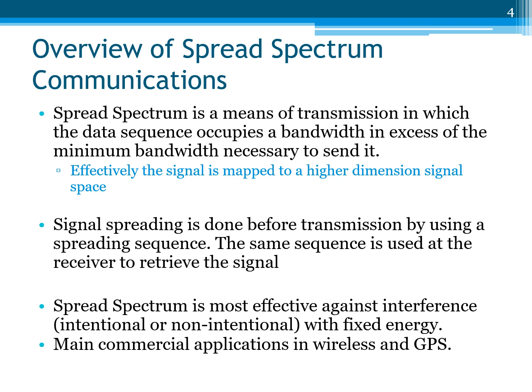Next, this is the overview of spread spectrum communication. Spread spectrum is a means of transmission in which the data sequence occupies a bandwidth in excess of the minimum bandwidth necessary to send it, so effectively the signal is mapped to a higher dimension signal space. This signal spreading is done before transmission by using a spreading sequence, and the same sequence is used at the receiver to retrieve the signal. Spread spectrum is most effective against interference with fixed energy. The main commercial applications are in wireless and GPS systems.